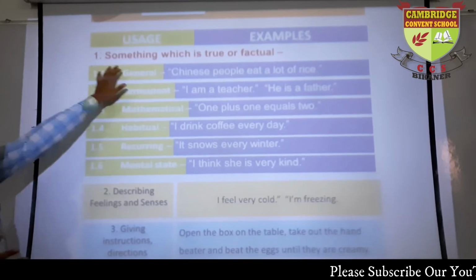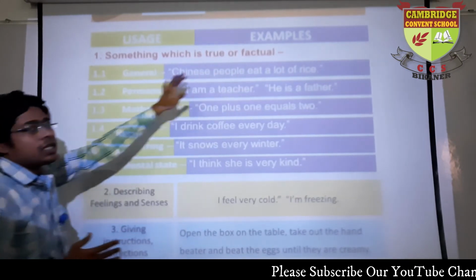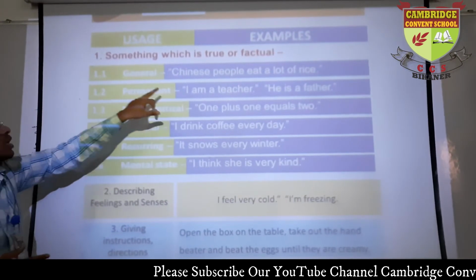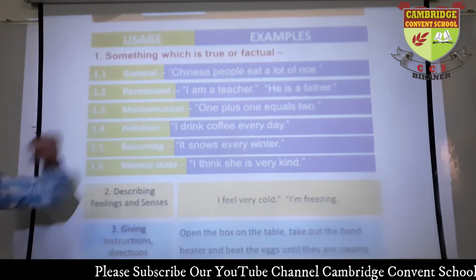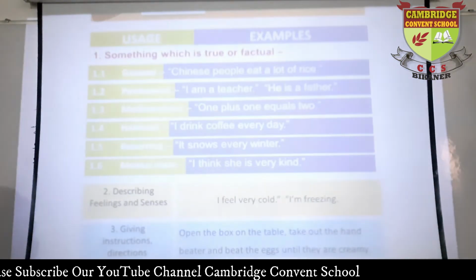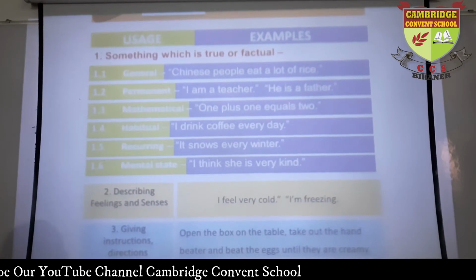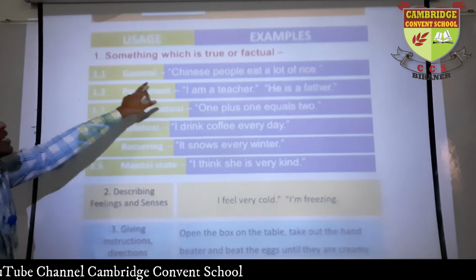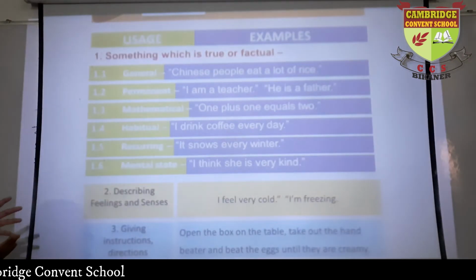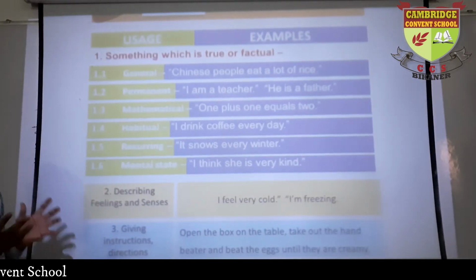Something which is true or factual comes in the present indefinite tense, that is, general. Chinese people eat a lot of rice. It's a general statement. Look at 1.1, general: Chinese people eat a lot of rice. It's a habit, that Chinese people always eat a lot of rice.